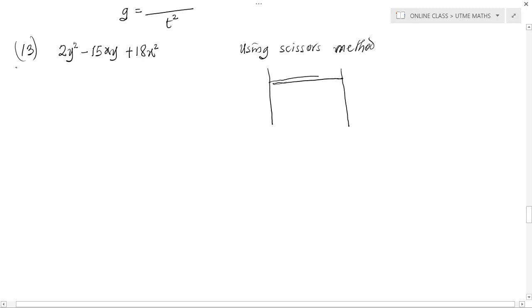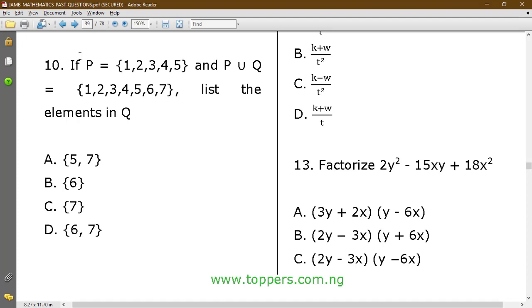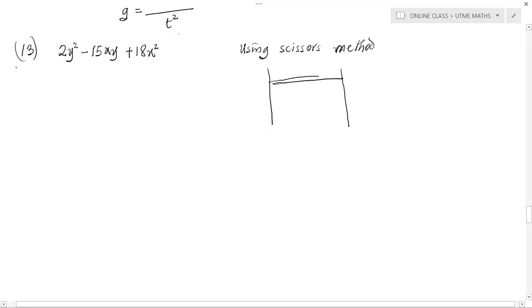So here, because we are dealing with y squared, I will take y up here. The coefficient is 2. Put 2 under it, and it's positive. X squared here, put x here on it, then you put 18 underneath. It's also positive. Now the next thing you do here is to look for the factor of y. So we have factors of 2 that you can multiply to give you 2. 2 and 1 for sure.